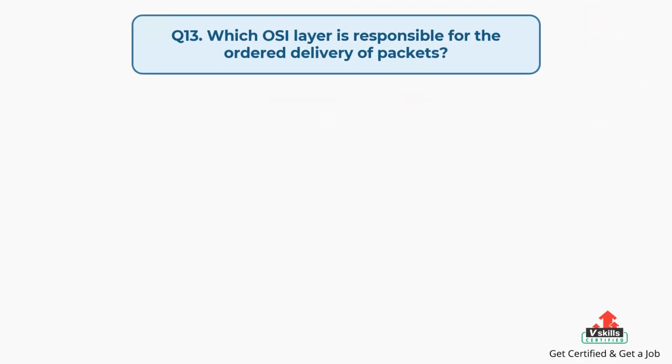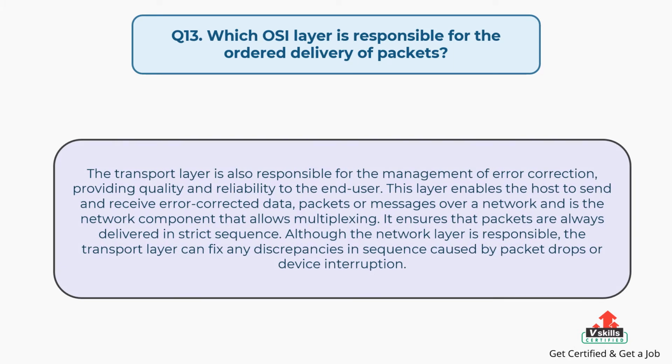Question number 13. Which OSI layer is responsible for the ordered delivery of packets? The answer is, the transport layer is also responsible for the management of error correction, providing quality and reliability to the end user. This layer enables the host to send and receive error-corrected data, packets or messages over a network and is the network component that allows multiplexing. It ensures that packets are always delivered in strict sequence.